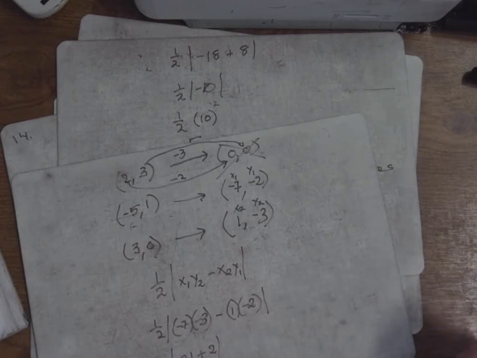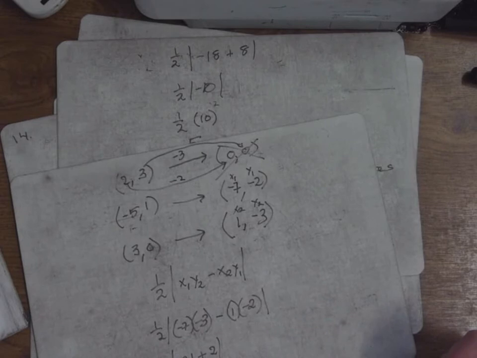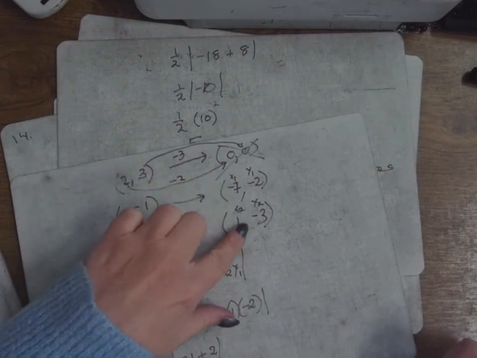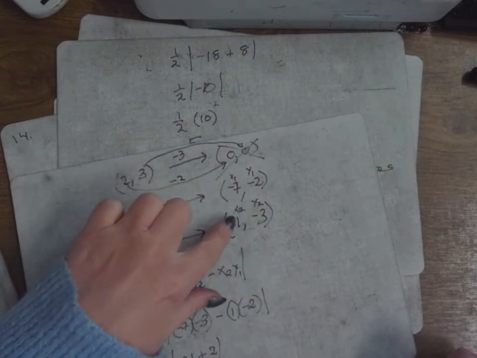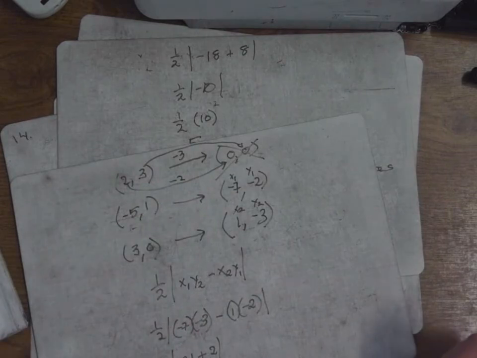Is that okay? So that's the area of the triangle. Are we all good? Does everyone know where these numbers came from? We're all good with that? Okay. How am I going for time?